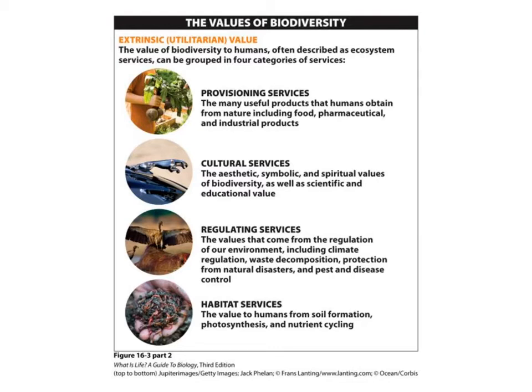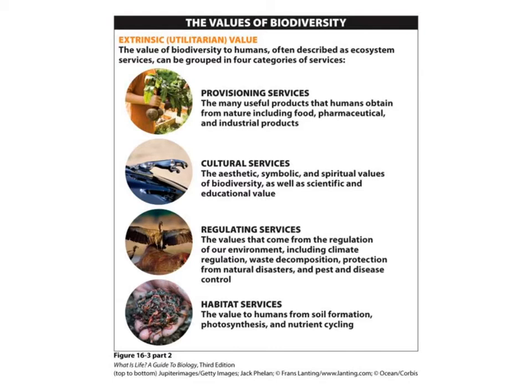We can break this down into things like provisioning services, how we get useful products from different organisms. Biodiversity gives us cultural services, such as aesthetic and symbolic spiritual values. We use different organisms to represent different things. We have regulating services in the environment, which includes climate regulation, decomposition, and protection from natural disasters and diseases. We also have habitat services, which is where we get value from soil formation, photosynthesis, and nutrient cycling from different organisms and ecosystems.